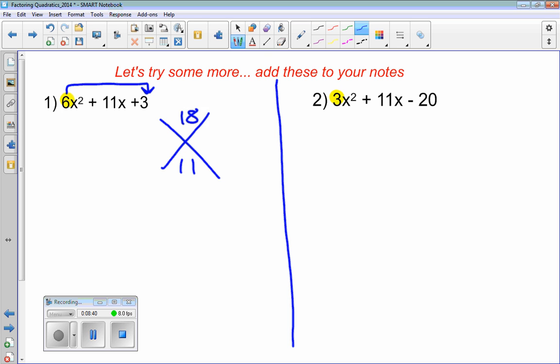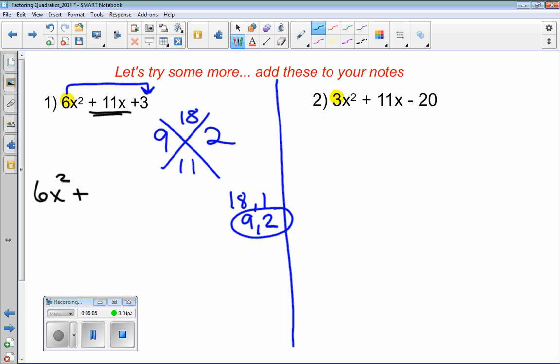And some of you already have it, because some of you are quick with that. I'm not as fast. I'd write it down. 18 and 1. They're both positive or both negative, or they're both positive in this case. It is 9 and 2. Very good, because those add to be 11. So 9 and 2 go here. So I need to rewrite my middle term. So I have 6x squared plus what? 9x plus 2x plus, there you go. All right? So all I've done is rewrite it. Now I'm going to group.